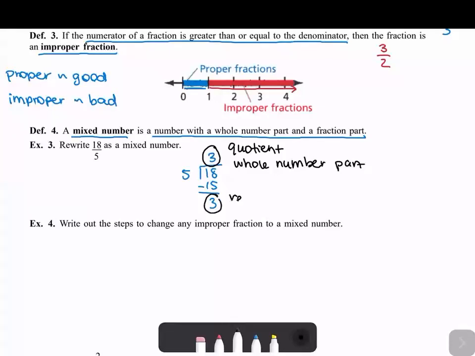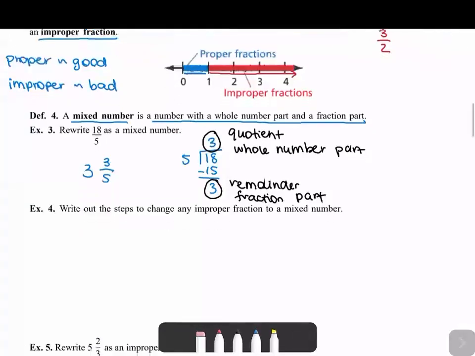And then our remainder is going to go to our fraction part, because we didn't have enough to make a whole. We didn't have enough to make the entire whole of 5, but we had enough to make 3 out of 5. So this tells us that we can write this as a mixed number as 3 and 3 over 5. 3 wholes and 3 over 5 left over.